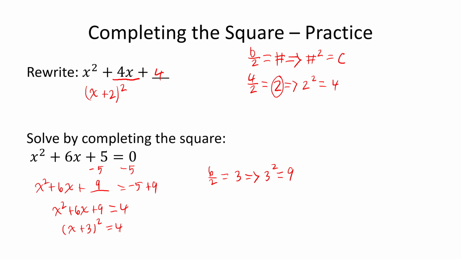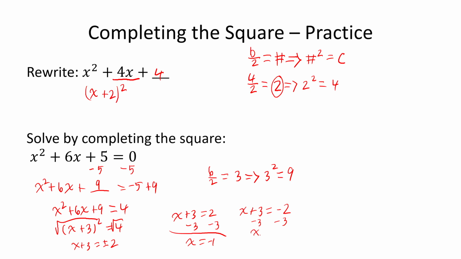Now this actually works out well, because what this looks like is kind of what we just did on the last slide. I could take the square root of both of these, right? And then we get x plus 3 is equal to plus or minus 2. Then we split it. x plus 3 is equal to 2, or x plus 3 is equal to negative 2. And we subtract 3 from each side. On our first one, we're going to get x is equal to negative 1, or x is equal to negative 5.